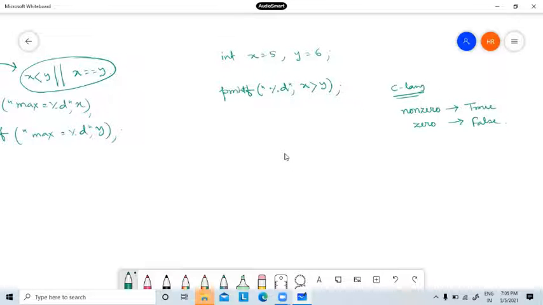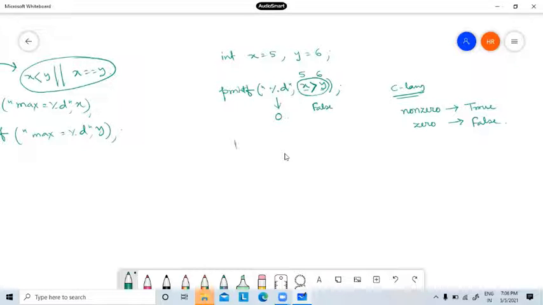Now see, this is one kind of relational operator. So I am checking the relation between x and y. What is the value of x? 5. What is the value of y? 6. Is x greater than y? No. So it means it is false. Any false is represented as 0. So if you execute this, you will get output 0.